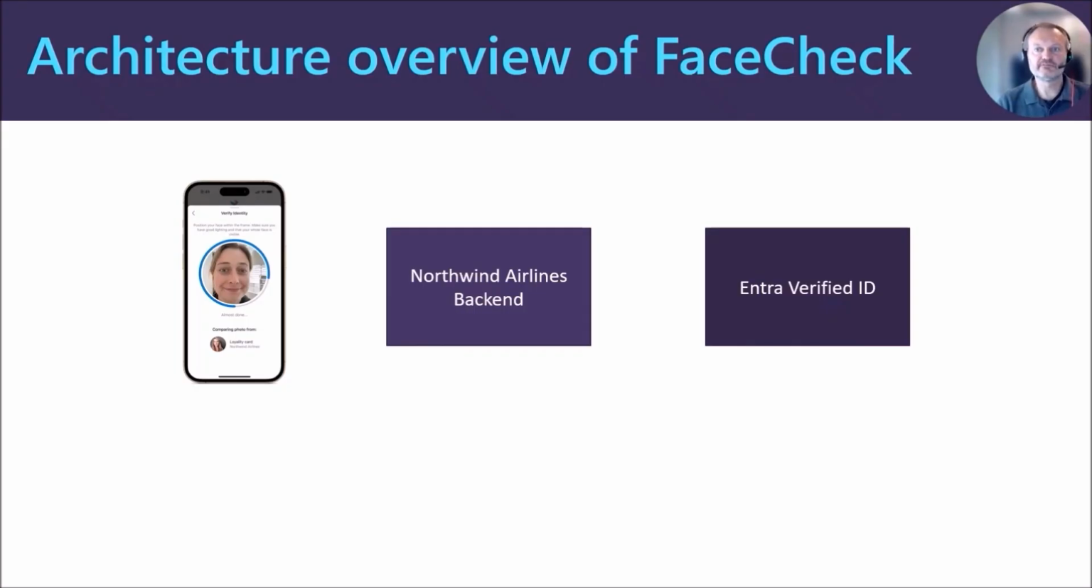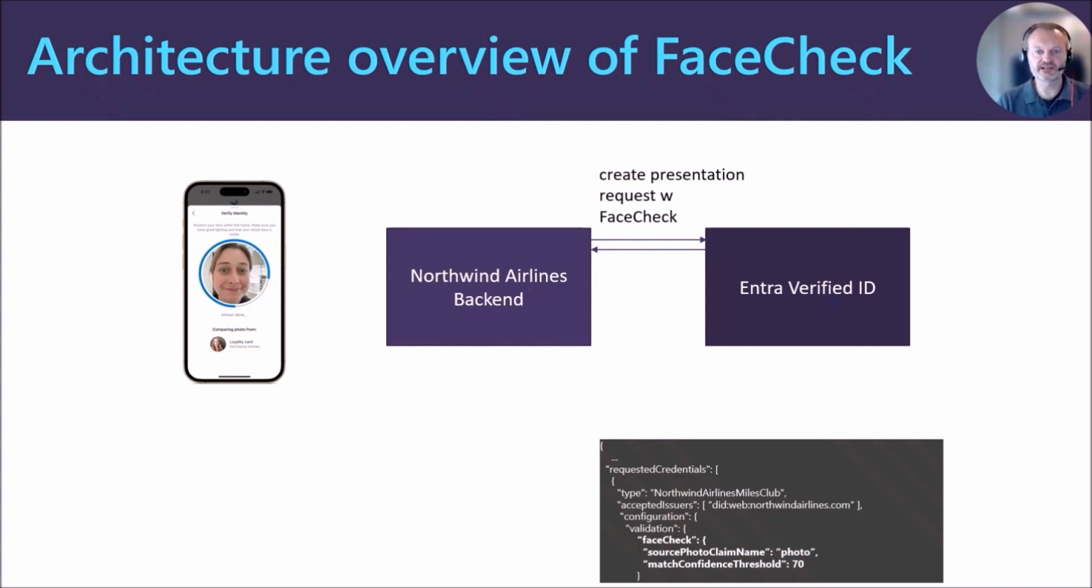Architecture overview of FaceCheck. How does it work? We have the three pieces that we've had for previous presentations: the mobile app on the left, the Northwin Airlines backend as the relying party application in the middle, and the Entra Verified ID service on the right-hand side. Again, it all starts with the application deciding it's time to do a presentation request. This time when it calls Entra Verified ID, it says it needs to be with FaceCheck.